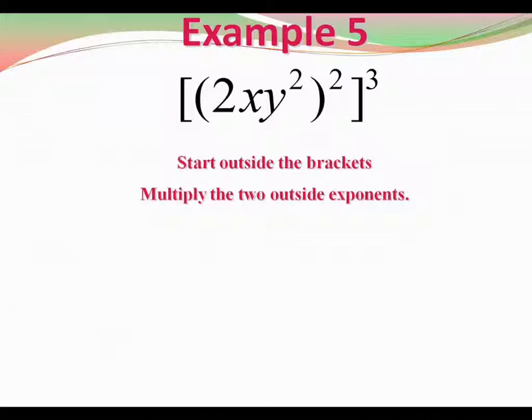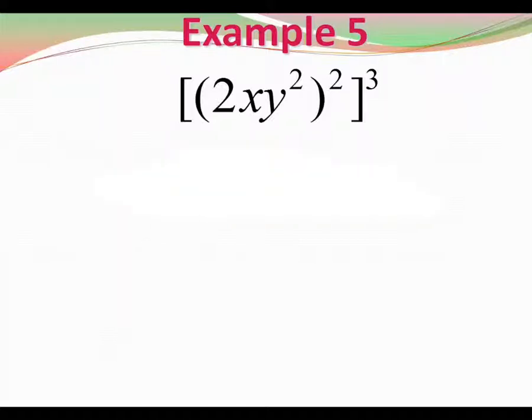We could really do this one of two ways. We could first multiply these two exponents together because it's a power to a power. So we can make that this 6. Or we could start on the inside and work our way out. Okay. Let's say we're going to start on the inside and work our way out. So we have 2 times x times y to the second.